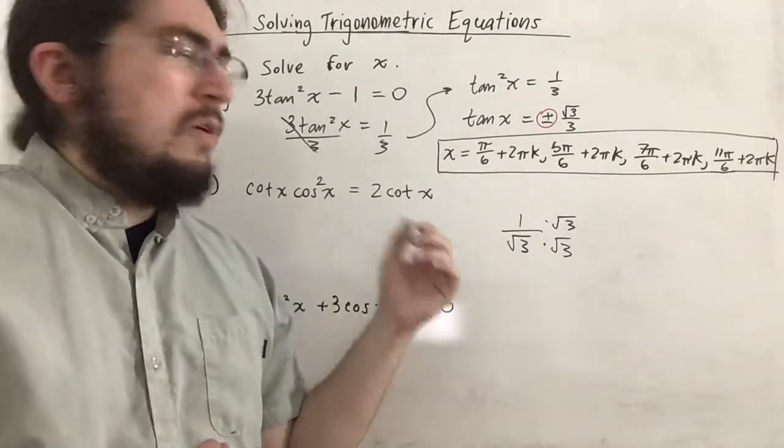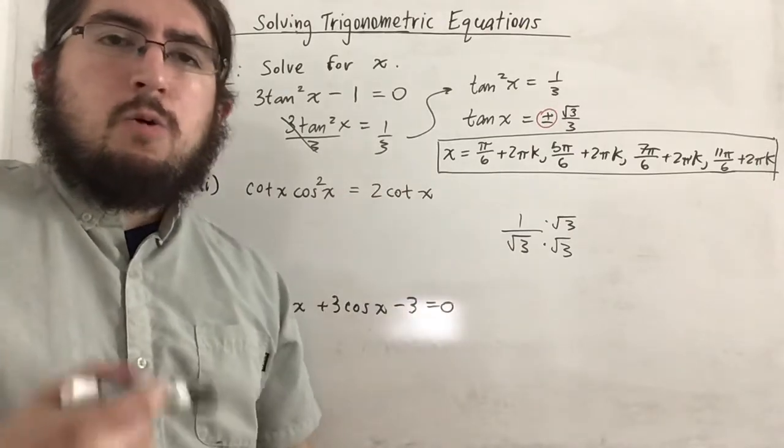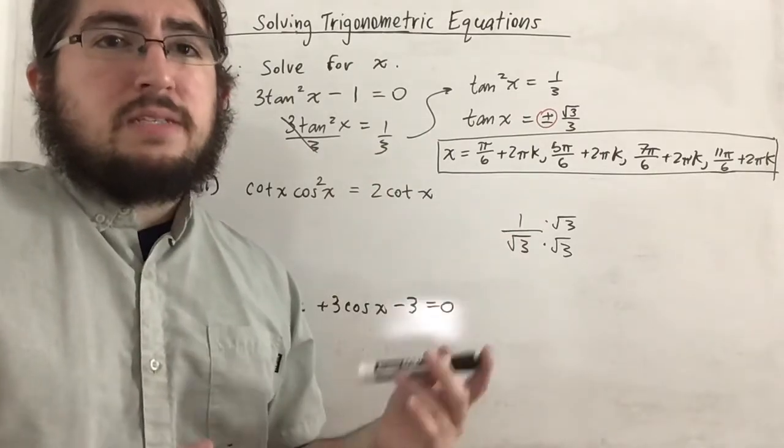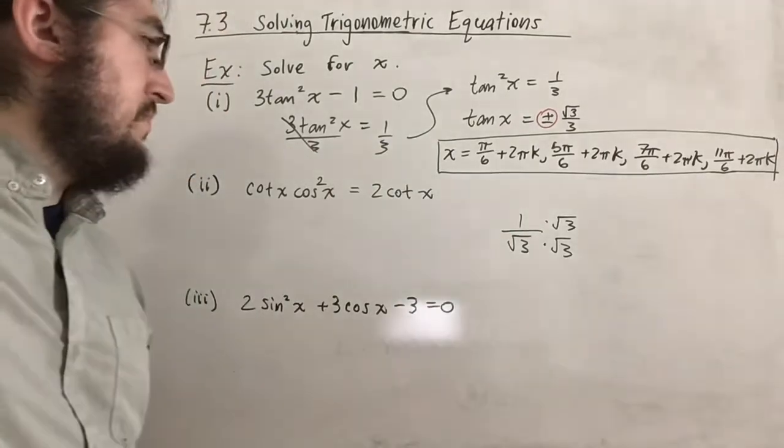It's just, well, we're not really thinking about it too much, basically. We're just finding all solutions in one rotation of the unit circle, and then just adding 2 pi k to each of those. So that's what I'm going to do.